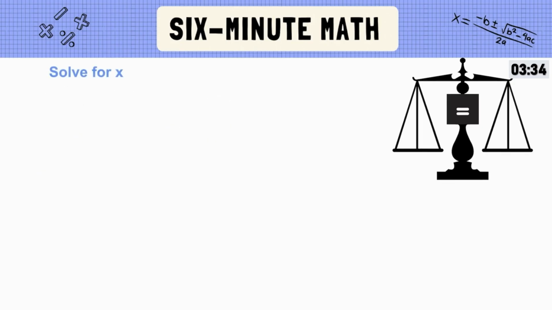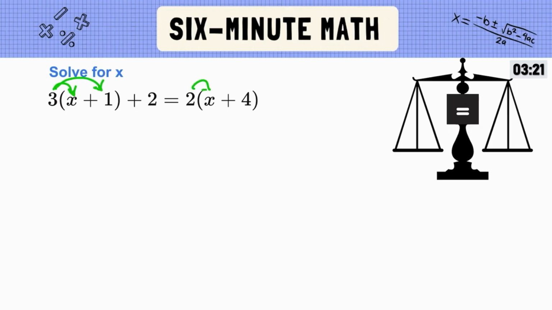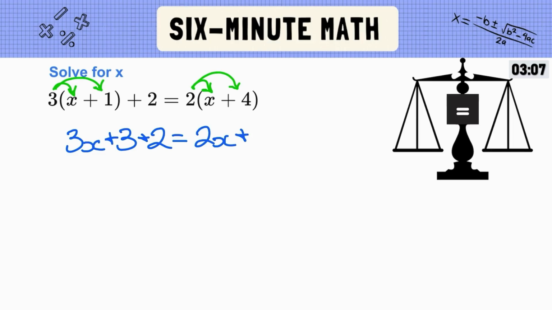How about if I were to solve for x in 3(x + 1) + 2 = 2(x + 4). We're going to use the distributive property again to get rid of those brackets. So I would have 3x plus 3 plus 2 is equal to 2x plus 8.